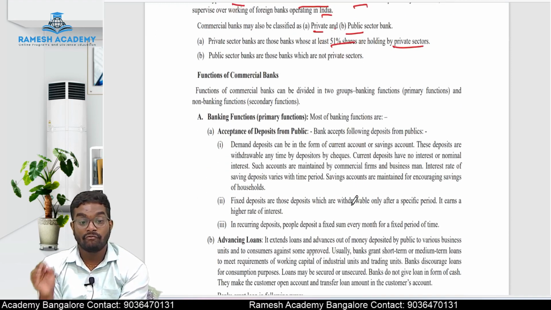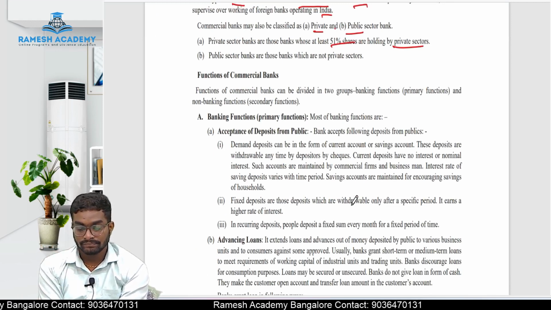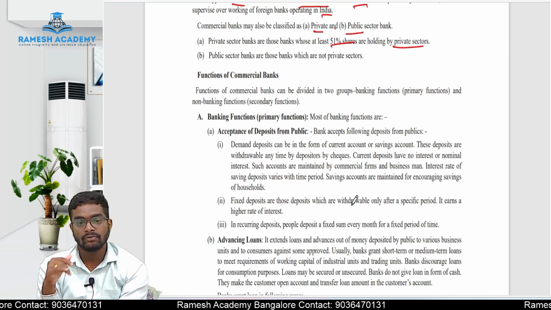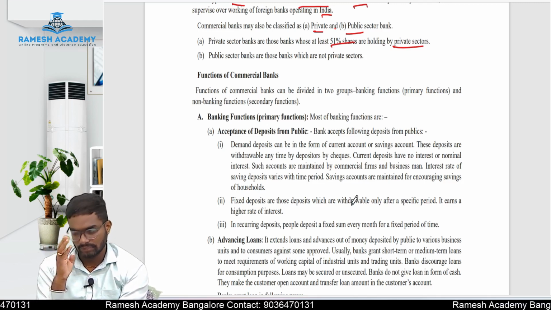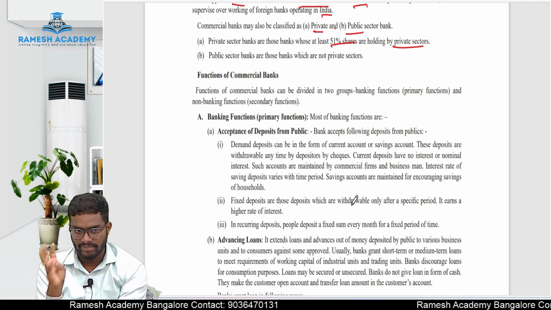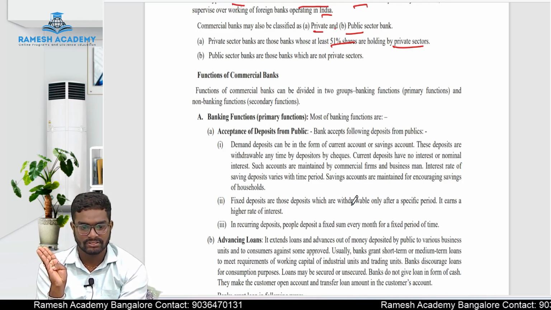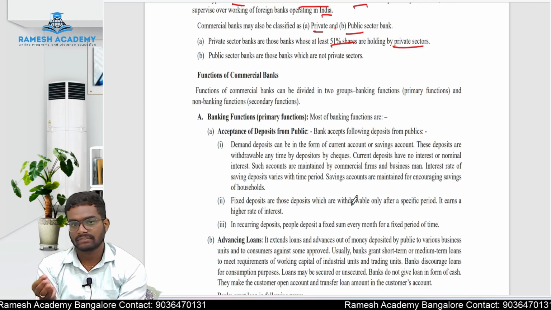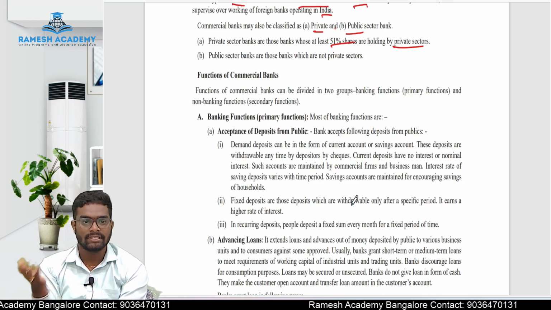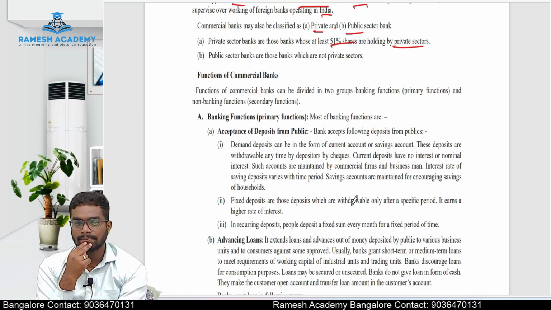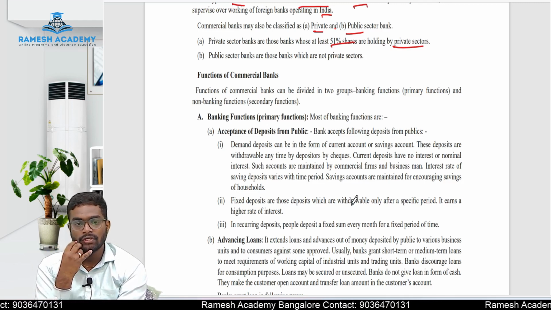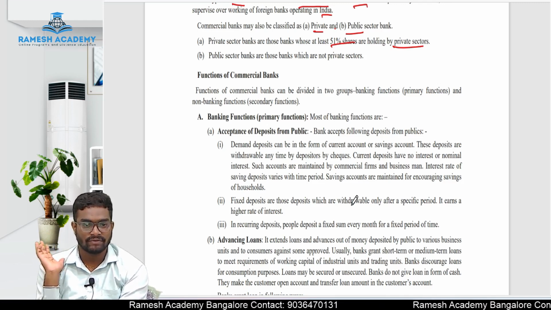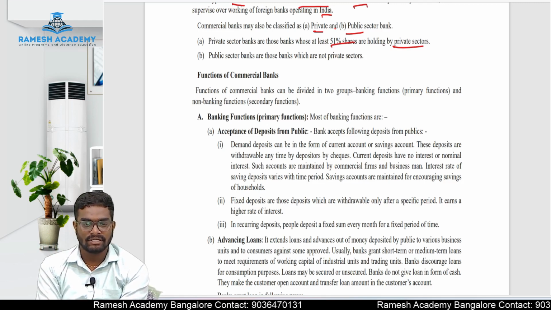Next we will see the functions of commercial banks. As a commerce graduate, you have to know what the functions of a bank are. First, they will accept deposits. Whatever business you do, you should have money in the bank. That's the reason they accept deposits. Then they will give loans. What to do with the deposit? They will give a loan. Then sometimes they will invest. Sometimes they will act as per the instruction of the account holder. This is also a function. So we will see majorly what the functions of a commercial bank are.